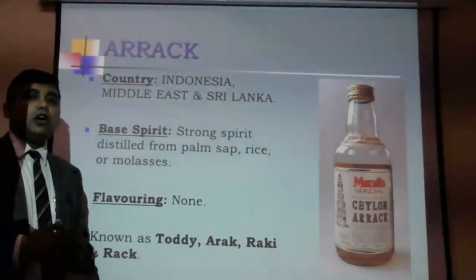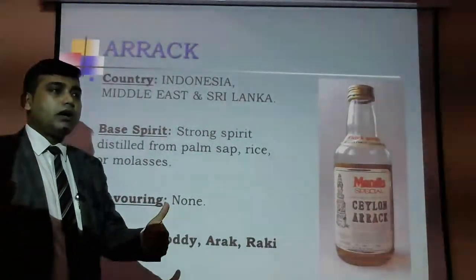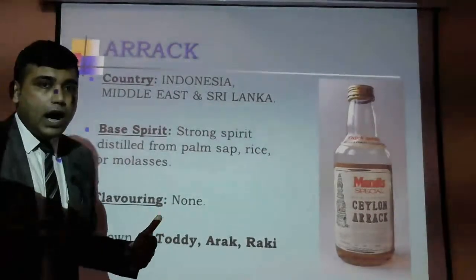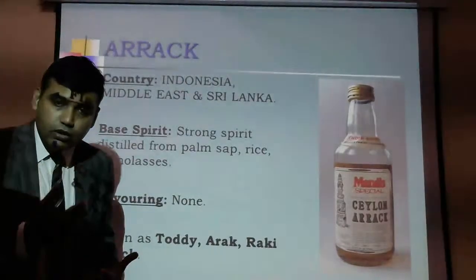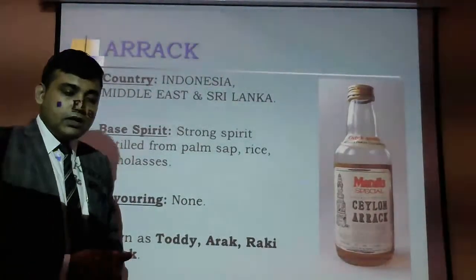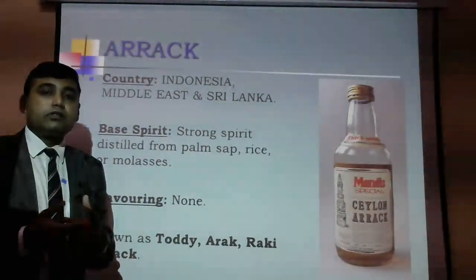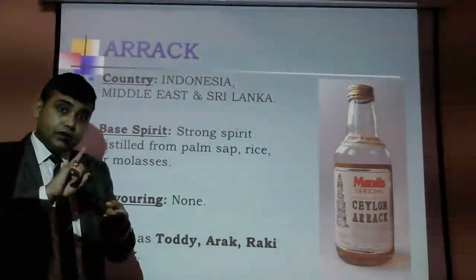Now we discuss Arrack. A-R-R-A-C-K, more of an Asian drink. We can call it a wine made from palm sap, rice wines, as you know. In Japan, it is known as sake. In Indonesia, in the Middle East and Sri Lanka, it is known as Arrack. Not Urak. Urak is different, that is in Feni.